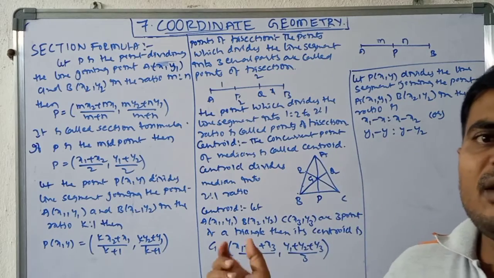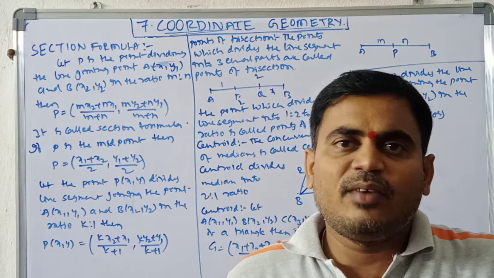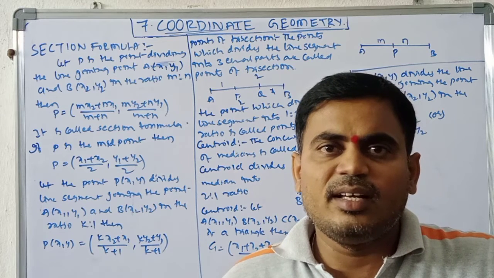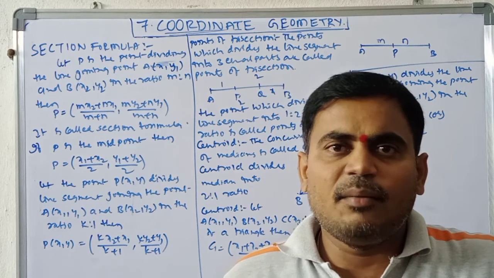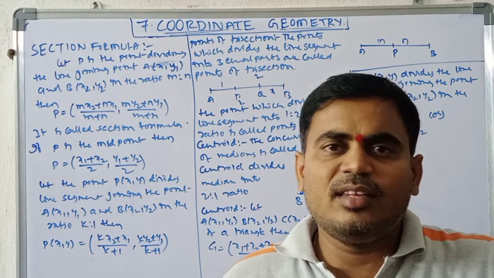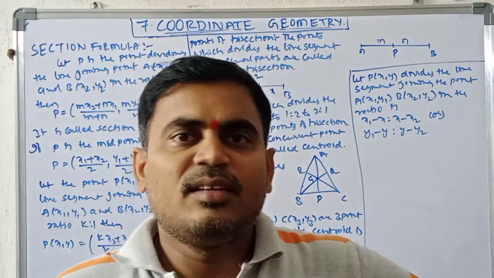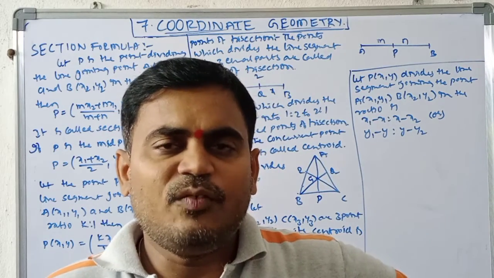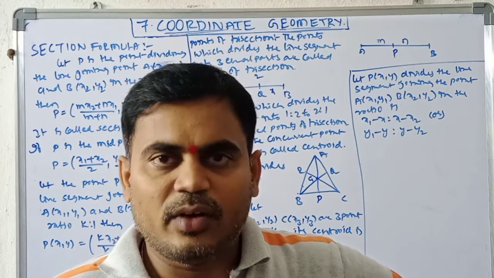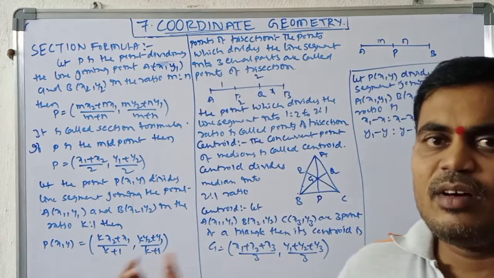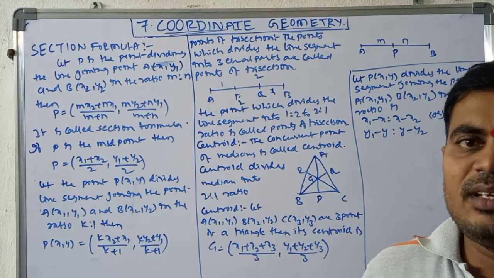Next, centroid. Centroid is nothing but the concurrent point of medians. What is median? The line joining the vertex to the midpoint of the opposite side of a triangle is called median. There exist 3 medians of a triangle. All these 3 medians are concurrent. The point of concurrency is called centroid. If A(x1, y1), B(x2, y2), C(x3, y3) are 3 points, then the centroid formula is ((x1 + x2 + x3)/3, (y1 + y2 + y3)/3).